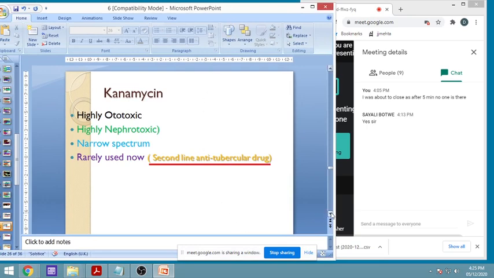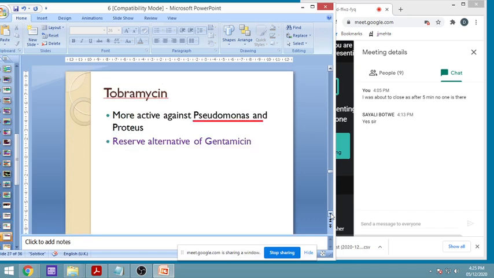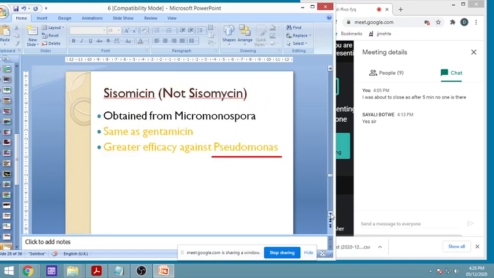Then next is tobramycin. It is active against Pseudomonas and Proteus vulgaris, but it is a reserve alternative to gentamicin, because although it is more active, it also has more adverse effects. So when gentamicin is not useful, is failing, or resistance has developed, then tobramycin is used from a similar class. Then sisomycin, it is obtained from Micromonospora.